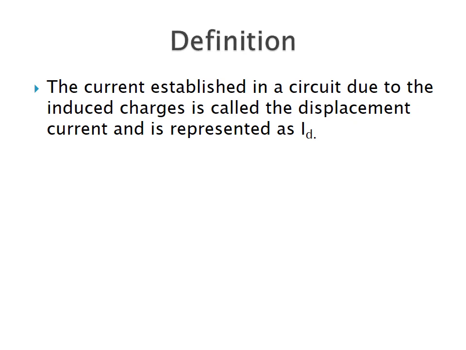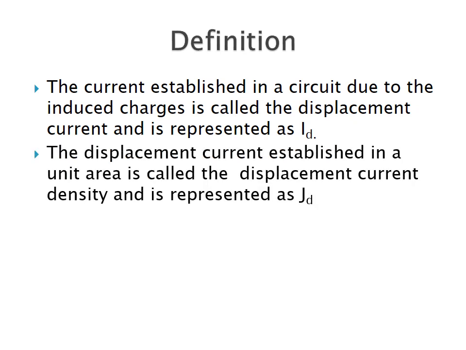The current established in a circuit or a surface as a result of the induced charges is called displacement current. Generally, it is represented with the symbol ID, and the displacement current established in unit area of the surface is called the displacement current density. That is, it is represented as JD. ID is the displacement current, whereas JD represents the displacement current density.